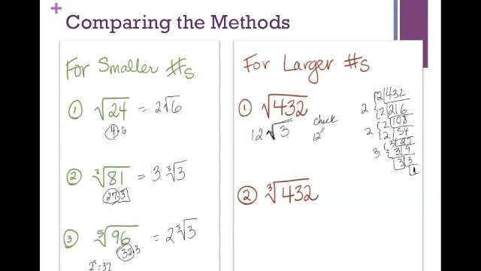I can go 12 squared times 3 and see if that works. 12 squared is 144. 144 times 3 is 12, carry the 1, is 13, 1, is 432, so it works.